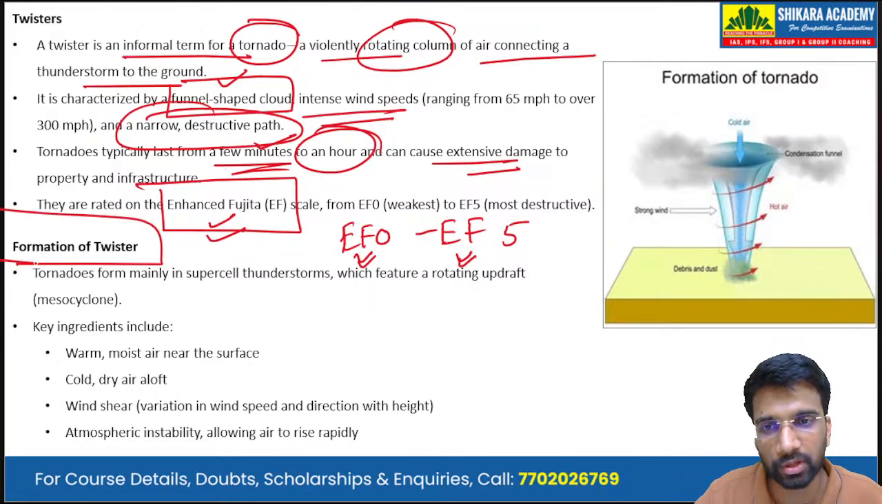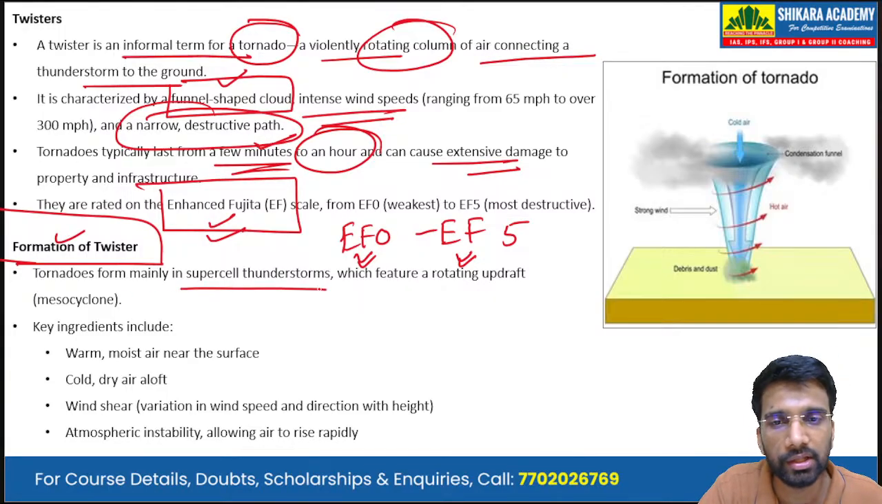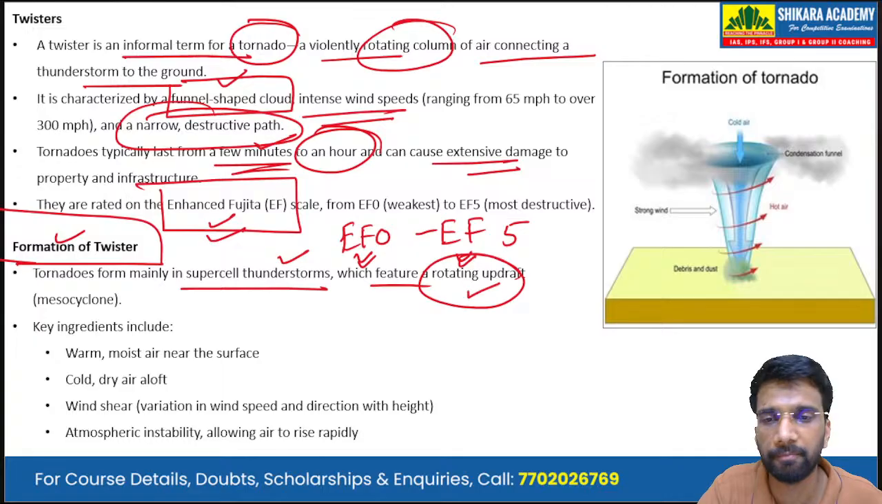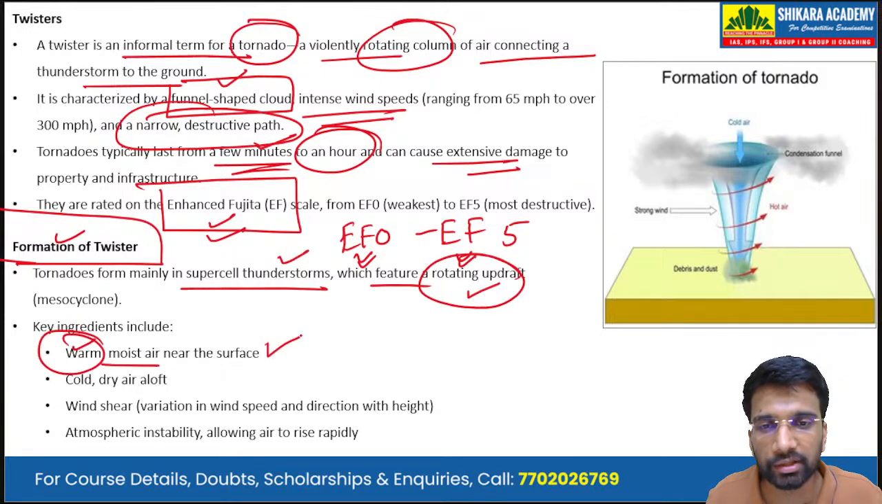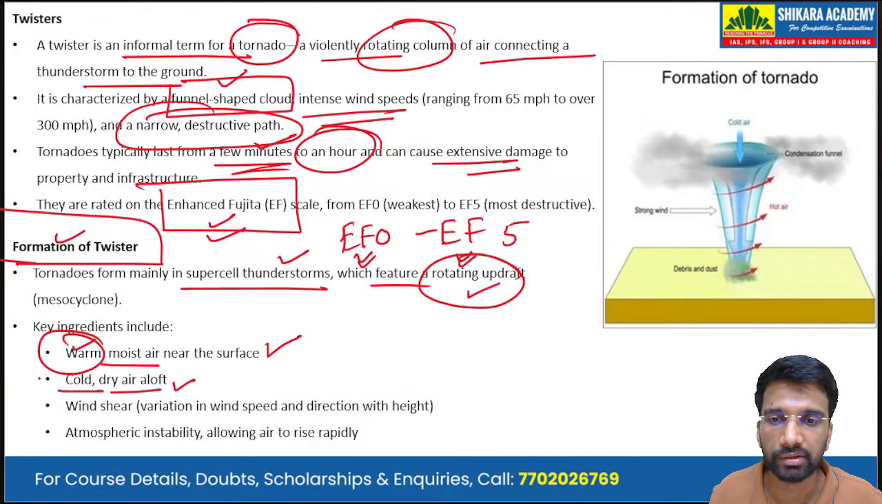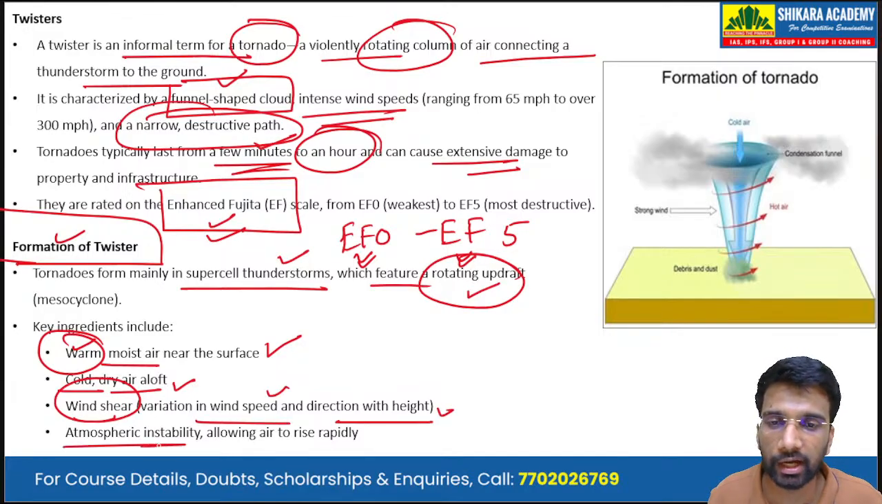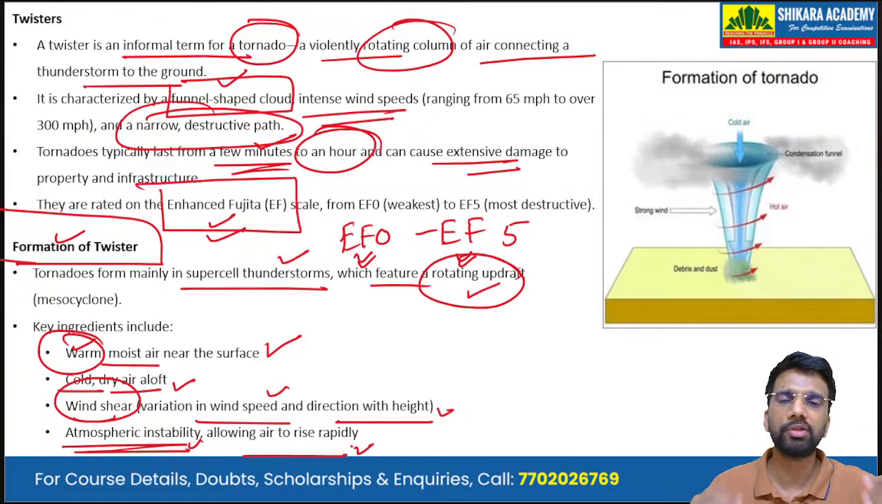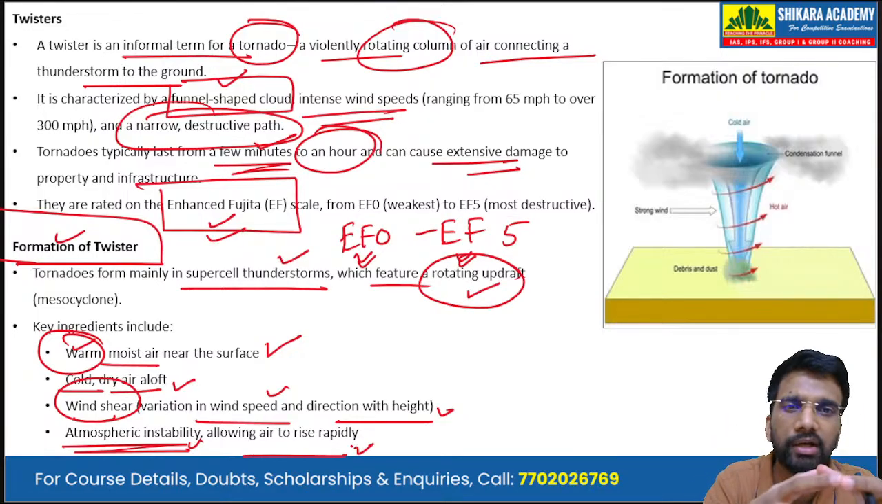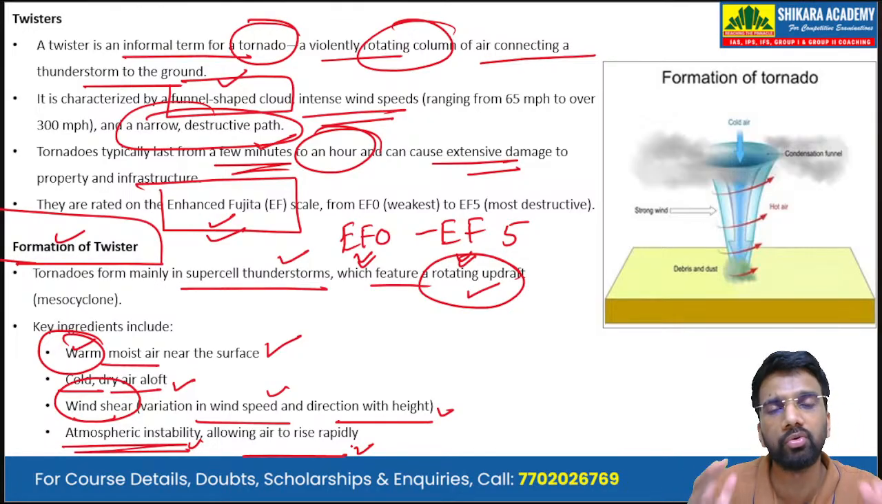Now, what is the formation? What is the phenomenon of formation of these twisters or tornadoes? Tornadoes form mainly in supercell thunderstorms, which feature a rotating updraft. Okay, so the key ingredients, like what makes up a tornado, is that firstly we should have warm, moist air near the surface. Secondly, the cold, dry air aloft. Third is the wind shear, that is the variation in wind speed and direction with height. Fourth is the atmospheric instability, allowing the air to rise. So these are the factors or the ingredients that are required for a twister or a tornado to form.